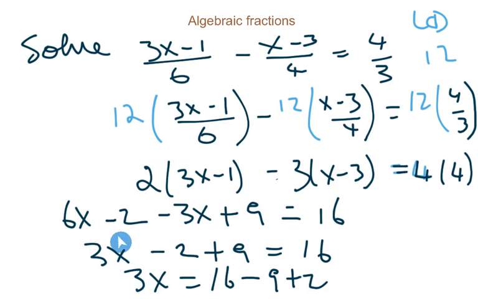So let's just check that. I have 6x minus 3x, that's 3x. I still have my minus 2 and my plus 9 here, and I wrote my 16 down over here.